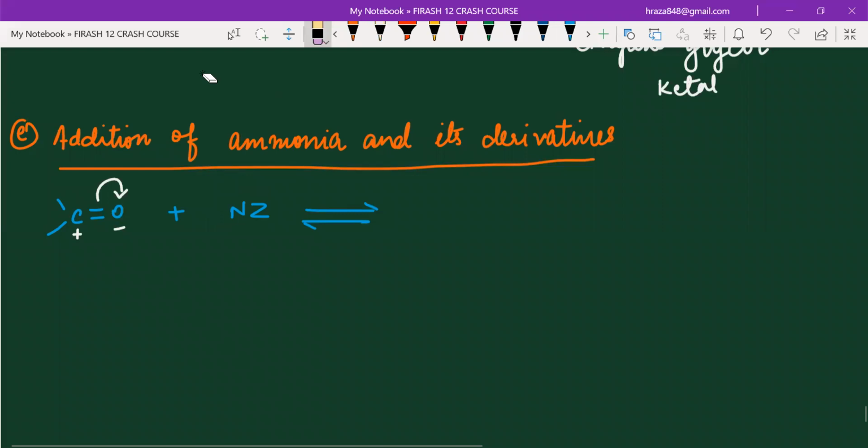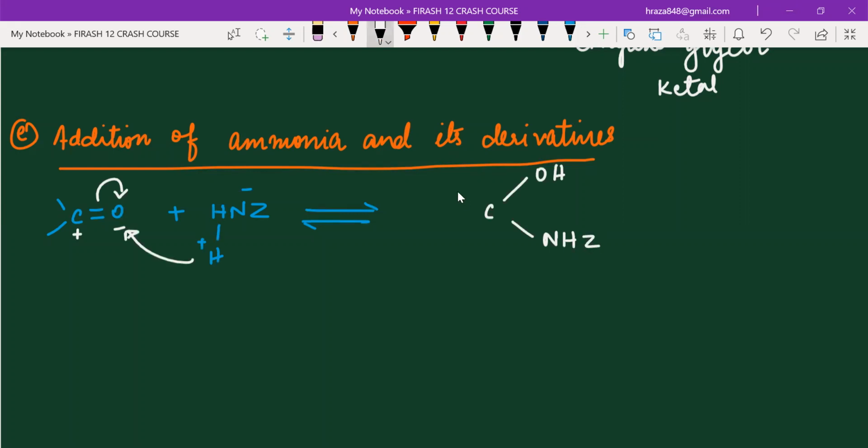See. This is basically H, and I can write here H. So there will be positive and there will be negative on nitrogen. And this is what you will get. This positive will go to this negative and you will get OH. And here you will get NHZ. And this part is as it is. After this, you are going to remove H2O. That means this OH and this H will combine to form H2O and it will be eliminated. Now you can see carbon has only 3 bonds, so it will make a double bond with nitrogen in this way.